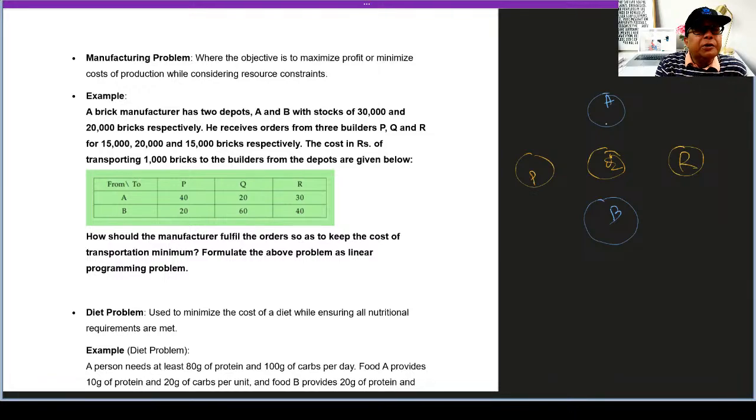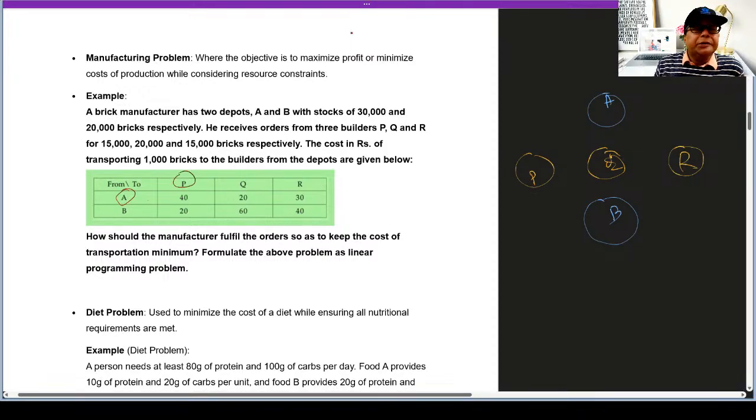And what does this table stand for? Cost in rupees of 1,000 is given. Here this one A and this one P, from A to P, rupees 40. Okay. Next one 20. But these are all in thousands. And cost is also given per 1000. For 40, how much cost will be there, we will calculate. For 20, how much is required, we will calculate.